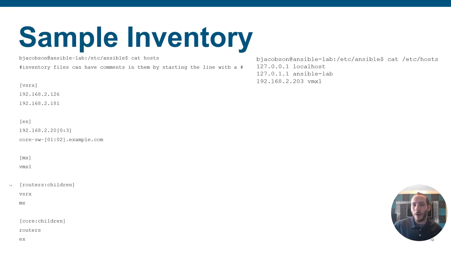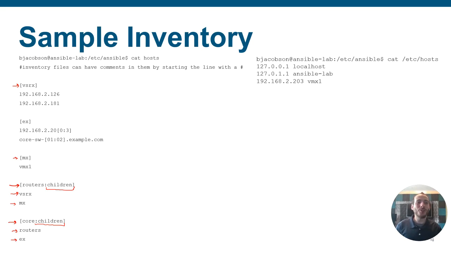So here we have our routers group, which contains groups because of the :children, and the two groups that are within this routers group are VSRX and MX. So we have here our MX group and our VSRX group. And then we also have our core group. That is a group of groups because of the :children there. Man, group of groups is really fun to say. And it contains the routers group and the EX group.